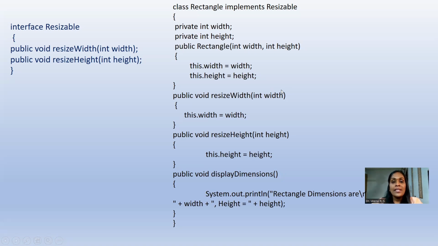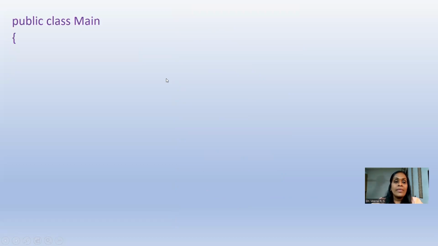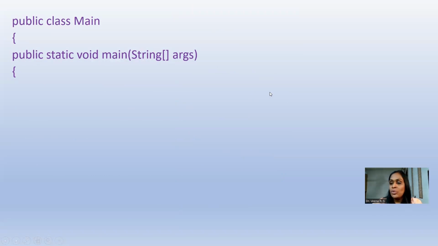So after this, to change the width of the rectangle, to change the height of the rectangle, you need to create an object of Rectangle. Where will you create an object of Rectangle? In the main method. So here we have created one class called Name, which contains the main method, public static void main. Now here the object of Rectangle can be created and you can call the methods which you have written there in the Rectangle class.